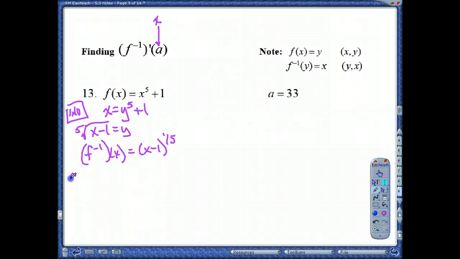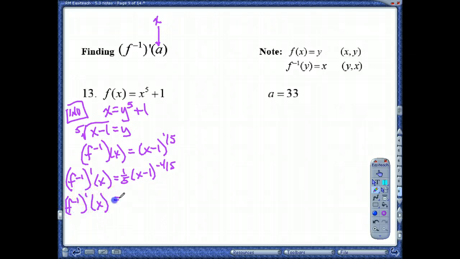Okay, now I've got to find the derivative. So when I find the derivative, notice I'm using my proper notation so people know what I'm finding, and frankly, I know what I'm finding. So 1/5 times x minus 1 to the negative 4/5 times the derivative of what's inside, which happens to be 1. So this little guy, and I want to keep writing my notation so you know where I'm plugging things in. There's 5x minus 1 to the 4/5 power.